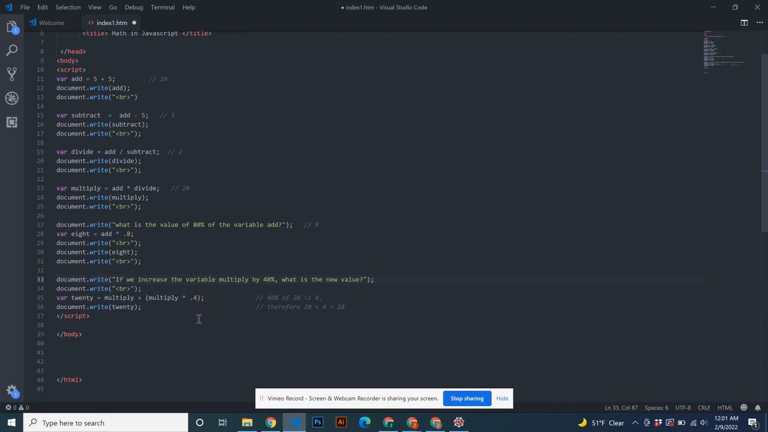But we are trying to find a percent increase, so we need to add that to the original value. So it would be 20 plus 8, which is equal to 28. If we increase the number 20 by 40%, we get 28.